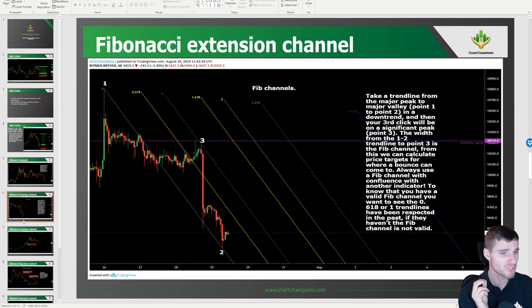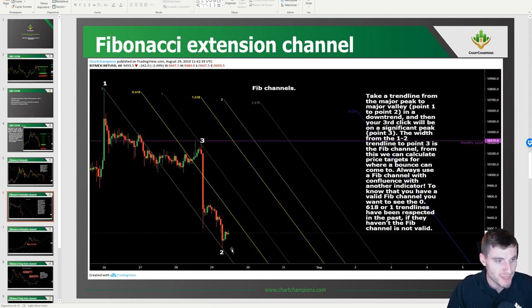So how do you do this? Let's start off with how, and then I'll show you the settings. Basically, you're taking from peak to peak to peak. Highs are known as peaks, lows are known as valleys. So you go from the peak to the valley to what would be the secondary peak. This is known as the baseline. From 1 to 2 is the baseline.